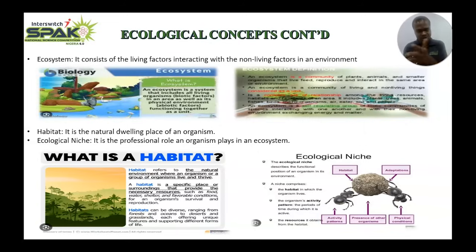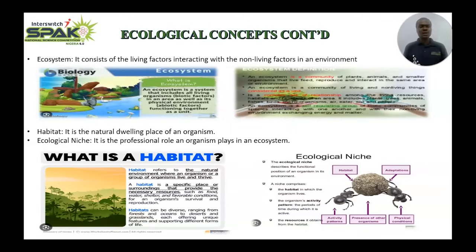We have aquatic habitat. We have terrestrial habitat. Under aquatic habitat, you have sea, you have river, freshwater ecosystem. There is a saltwater ecosystem. And under the terrestrial habitat, you can have arboreal, so the organisms that live on top of the tree. We have ground dwellers. We have those that live under the earth, subterranean.